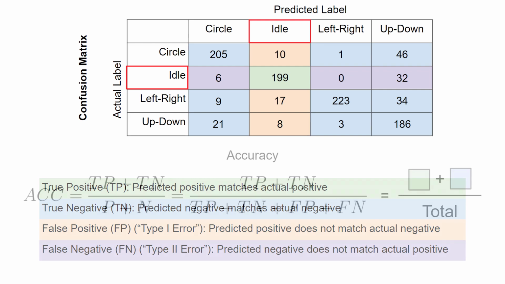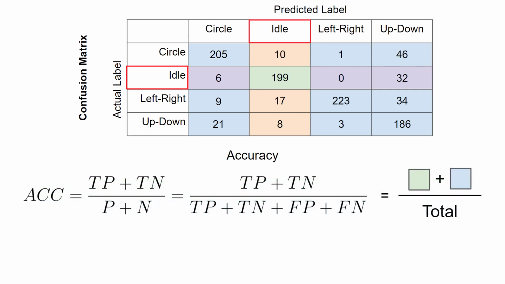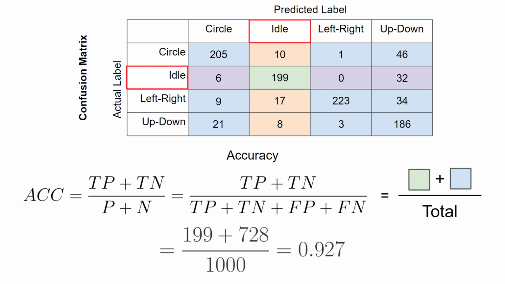Separate from the total system accuracy, we can calculate the accuracy for a particular class or label. To do that, we look at our target class as if it were the positive case in a binary classifier. We then take the sum of the true positives and true negatives and divide the result by the total number of samples. In this example, we would have an accuracy of 92.7% for idle as the target class.